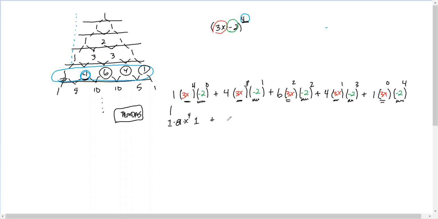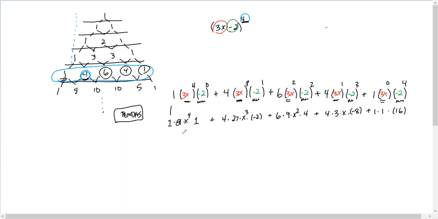So 3 to the fourth is 81, x to the fourth, negative 2 to the 0 is just a 1. Now I have a 4, and my 3x cubed. 3 cubed is 27, x cubed is x cubed, negative 2 to the first is negative 2. Now I have a 6, 3x, 3 squared is 9, x squared is x squared, negative 2 squared is positive 4. Then I've got my 4, 3 to the first is 3, x to the first is x, negative 2 cubed is negative 8. And finally I have a 1, 3x to the 0 is 1, and negative 2 to the fourth is a positive 16.